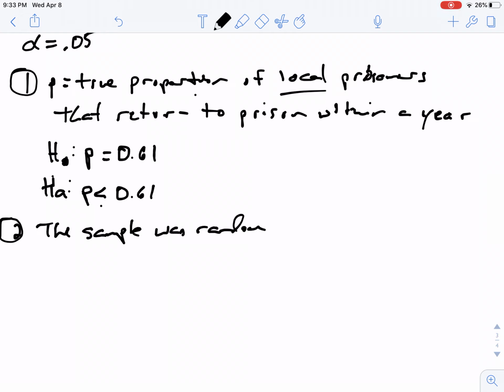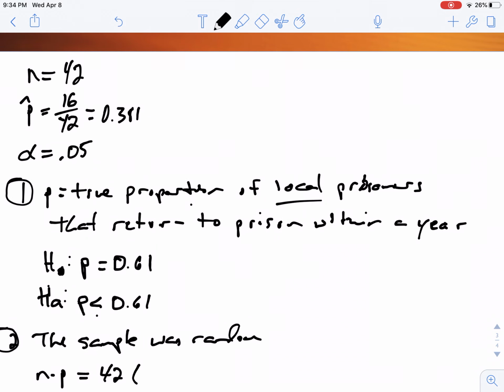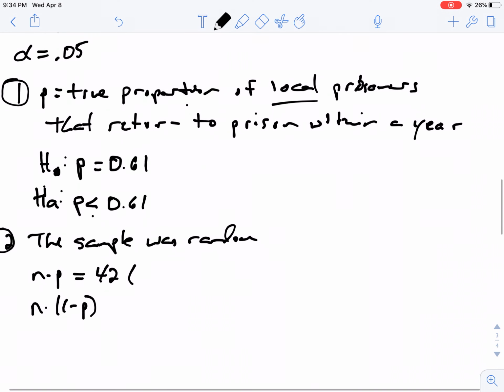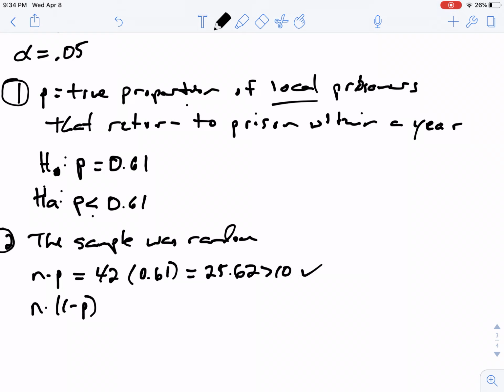Okay, and then I'm going to check my conditions for a normal sampling distribution. So I want to think about n times p and n times 1 minus p. Okay, so n is 42, and now p, I want to use my p from the null hypothesis. So instead of using my p hat value, and that's a common mistake, people will use the 0.381 instead of the 0.61, but we do want to use the assumed population proportion here. So that's going to be 42 times 0.61, which is 25.62.